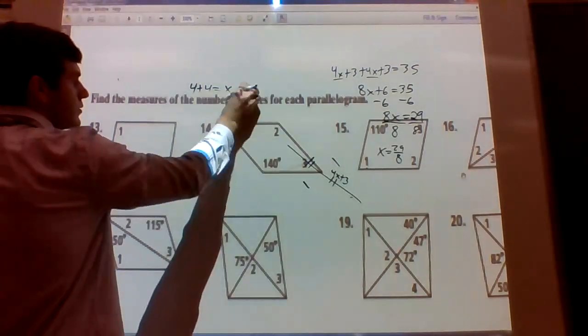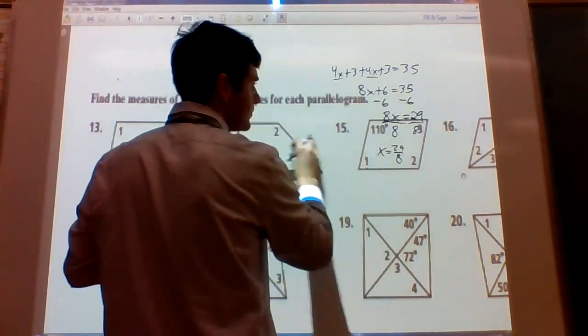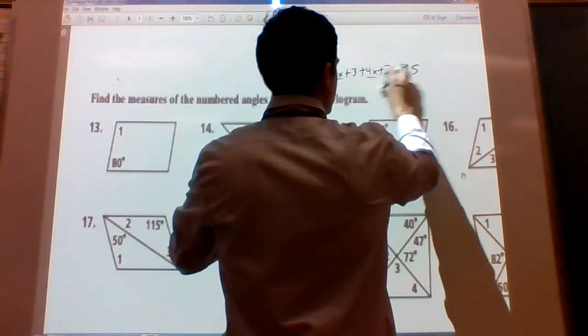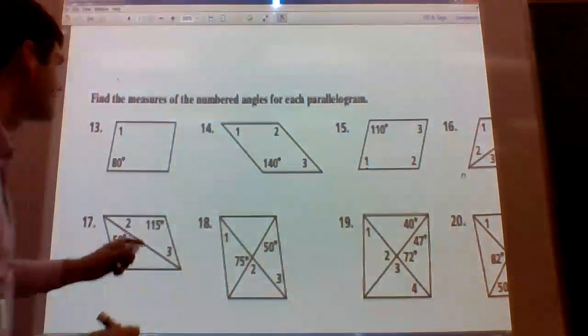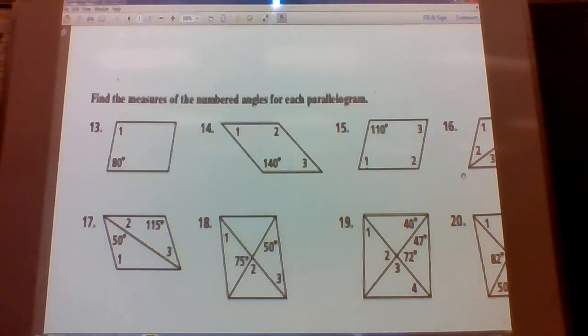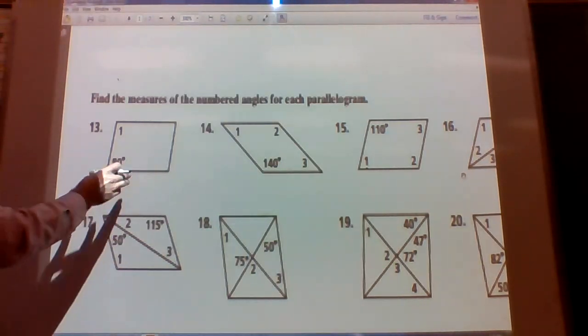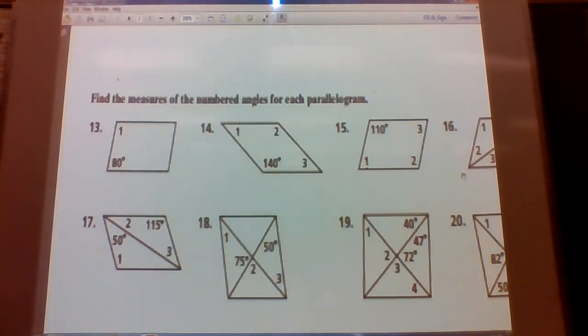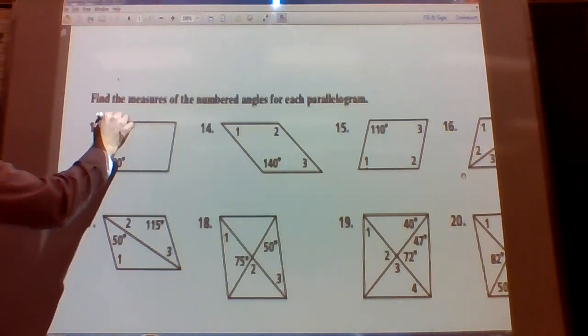13. So again, we're dealing with angles here. Parallelograms. So again, consecutive angles of parallelograms are going to be supplementary. We've done this over and over again. Some of you still struggle with this. Opposite angles are congruent. Consecutive angles are supplementary. So here we have consecutive angles because they're angles that are right next to each other.